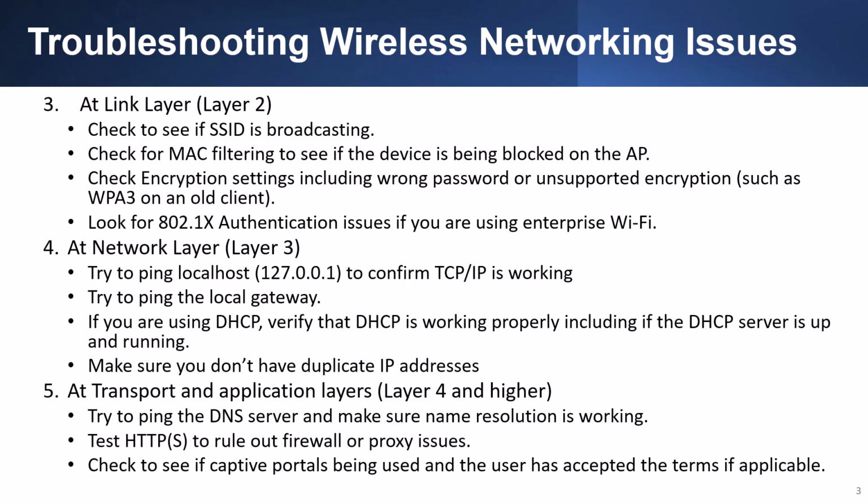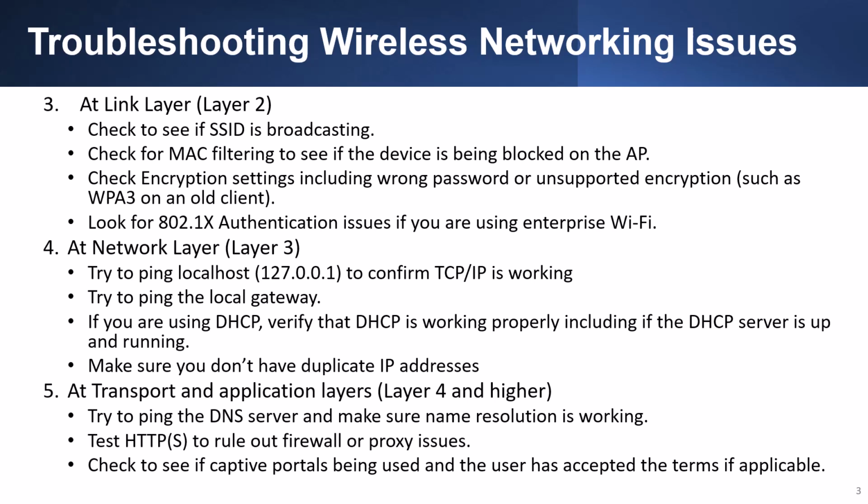At link layer, layer 2, check to see if the SSID is broadcasting, assuming you have broadcasting turned on. Check for MAC filtering to see if the device is being blocked on the access point. Check encryption settings including wrong password or unsupported encryption such as WPA3 on an older client. Look for 802.1x authentication issues if you're using enterprise Wi-Fi.